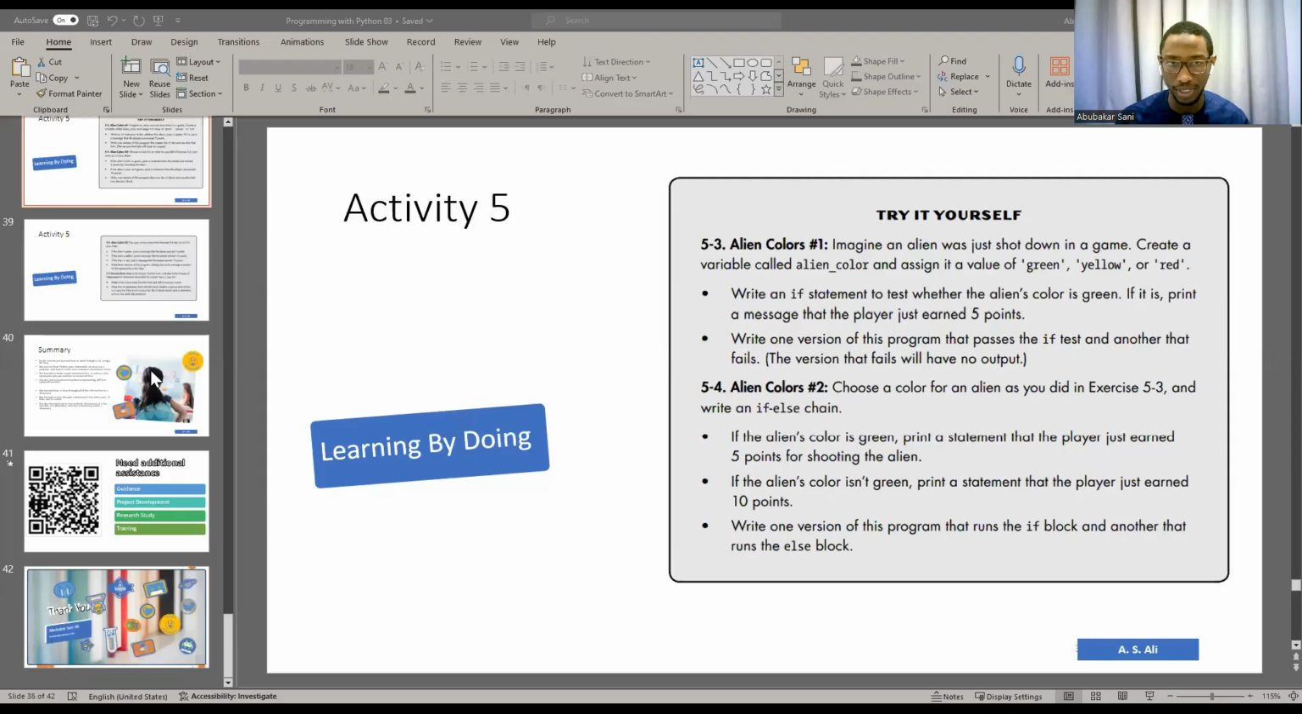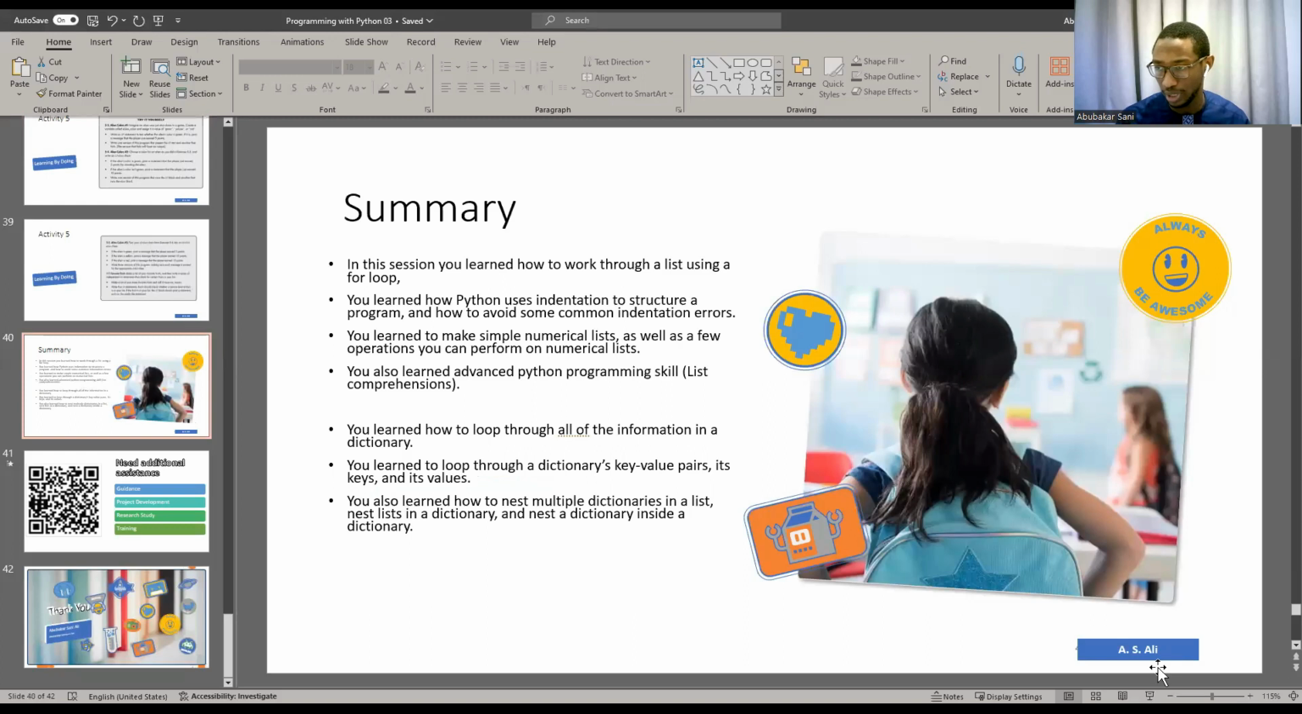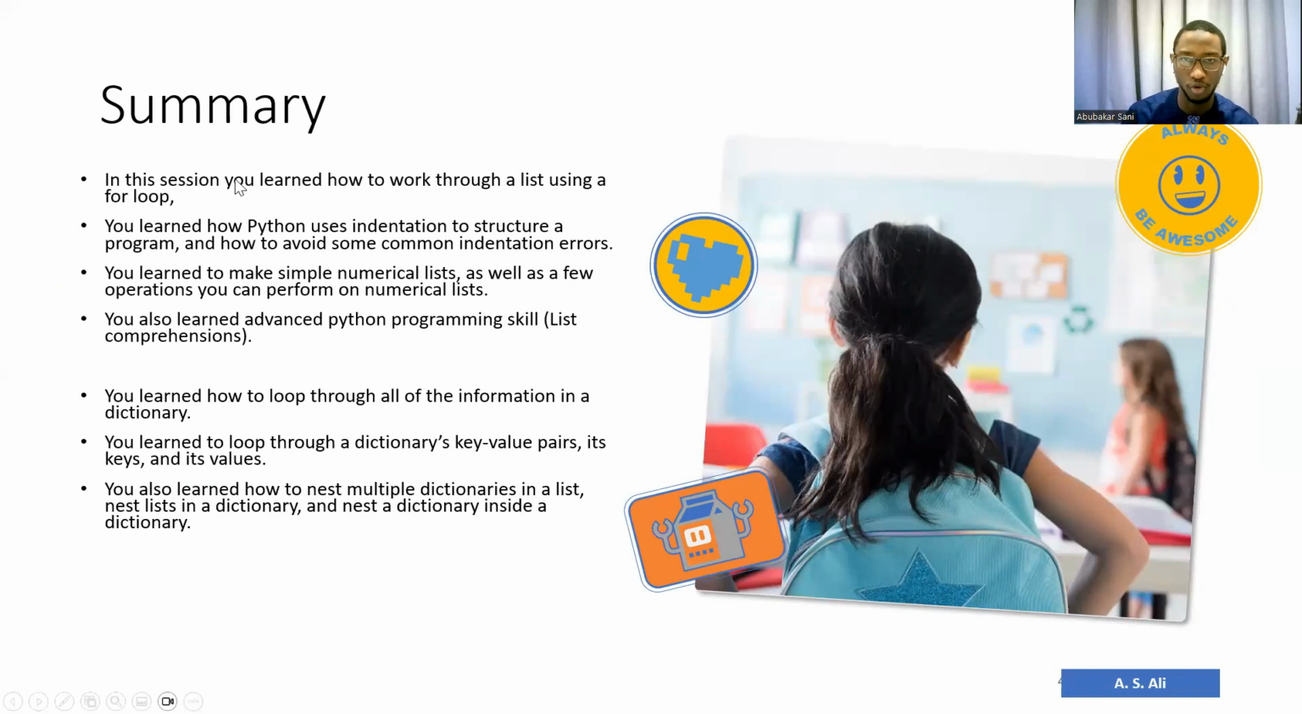Okay. So now we have come to the end of this class. Let's summarize what we've learned so far. In this session, we've learned how to work with lists and how to use a for loop to work through a list. You also learned how indentation works in Python and how Python uses it to structure our program, and how you should avoid common indentation errors. We learned how to make simple numerical lists using the range function. We've seen some operations we can perform, for example max, min, and sum.